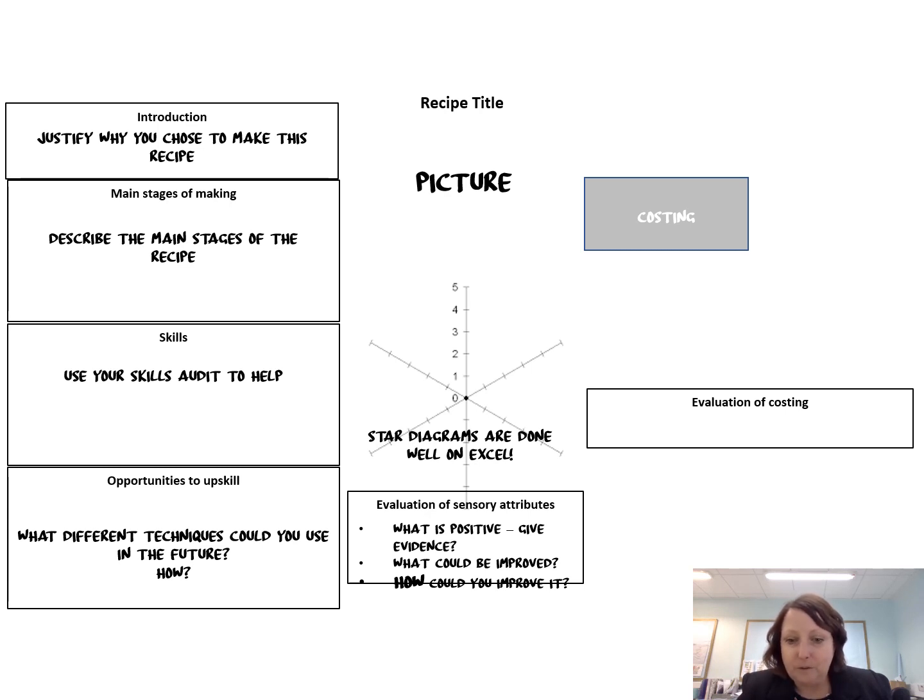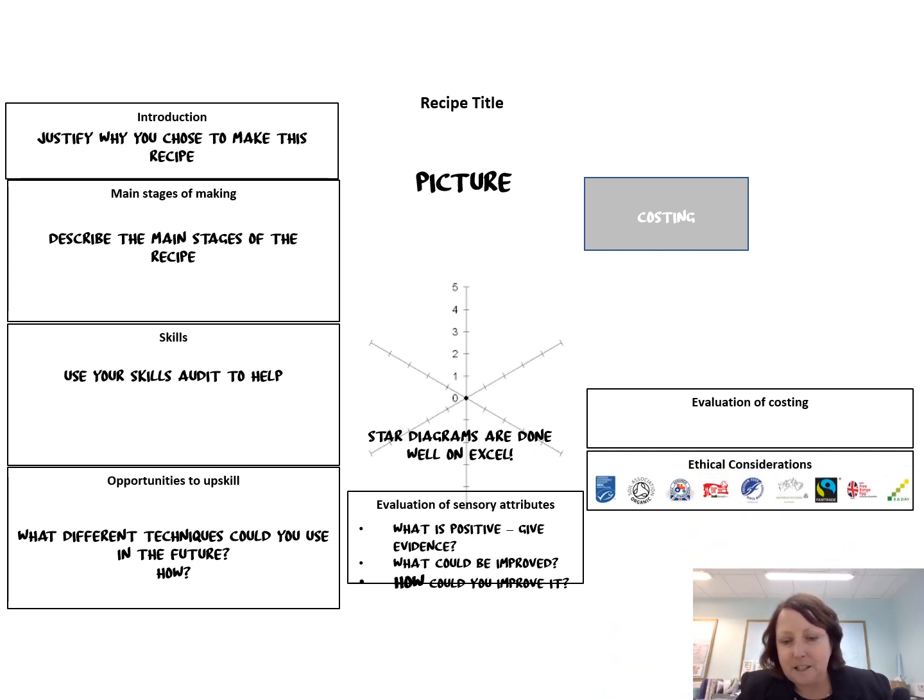You should look at the costing and evaluate the costing. Was it reasonable? Was it too expensive? Could it be scaled up? Was it too cheap? Could it have included more exotic ingredients to make it sound a smarter recipe? Evaluate the costing. Consider the ethics of your ingredients. Have you used fair trade? Have you used organic? Have you used free range?